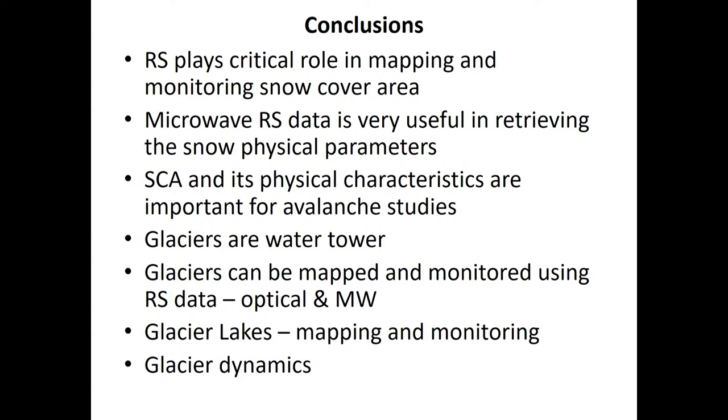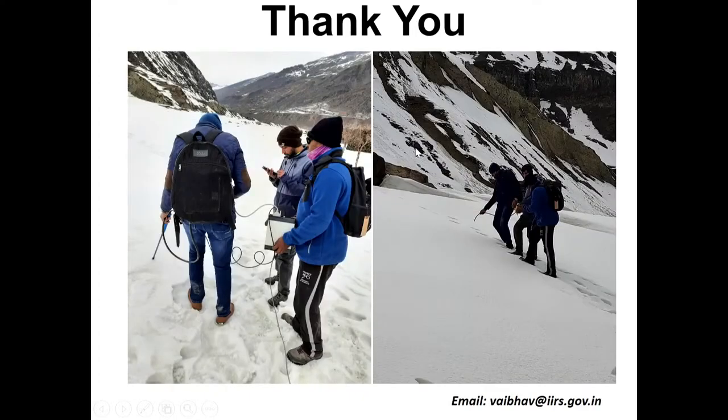Glaciers, as you know, are the water towers. Glaciers can also be mapped and monitored using remote sensing data, either optical or microwave. Both data sets can be used. Glacier lakes we can map and monitor using remote sensing data, and also the glacier dynamics, such as glacier velocity. If you can estimate the glacier velocity nowadays, you can also estimate the glacier ice thickness with the help of the glacier velocity. So this is all from my side, and thank you so much.